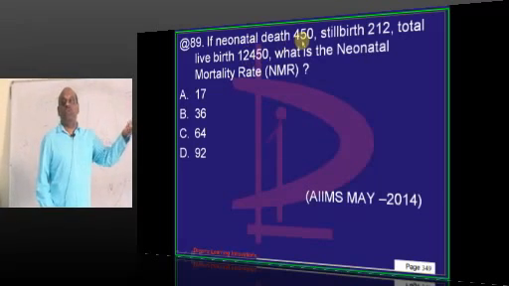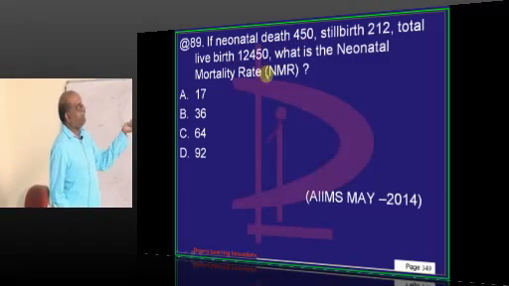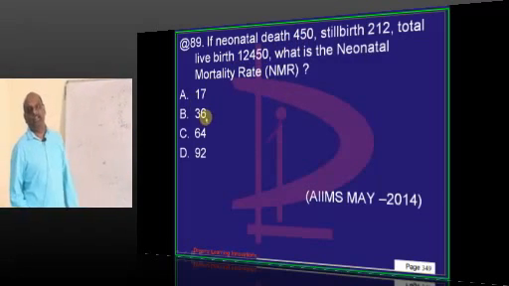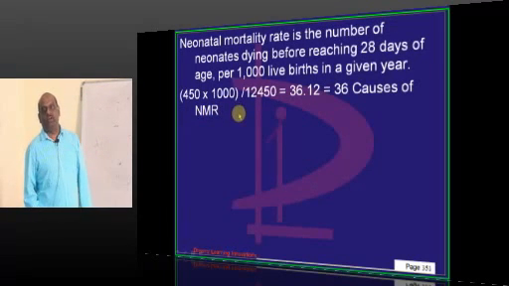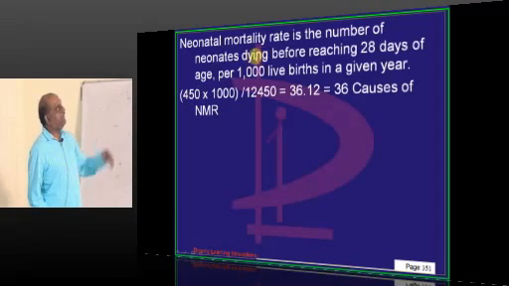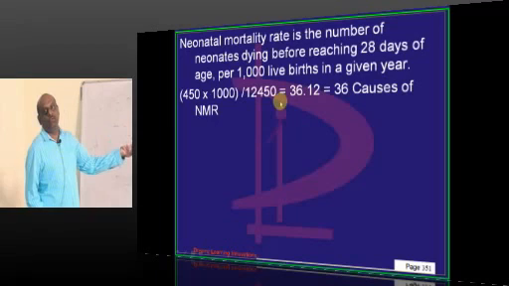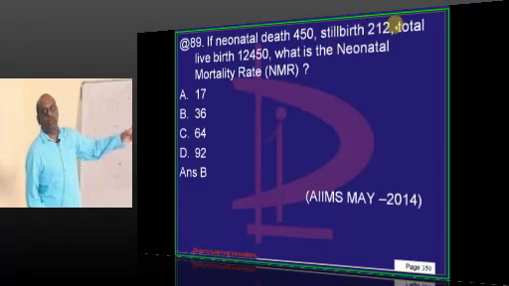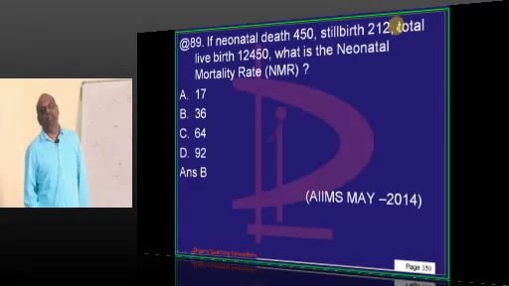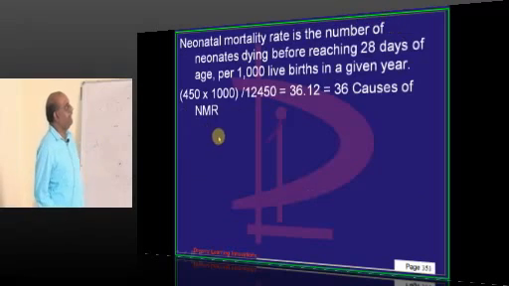If neonatal death is 450, stillbirth is given, live birth is given, what is neonatal mortality rate? अगर आपको formula मालूम नहीं है तो you can't answer. Easy formula. 450 are all what? The neonates divided by live births. Stillbirths ka? No, it is only a seductive option. So it has no role in the answer.